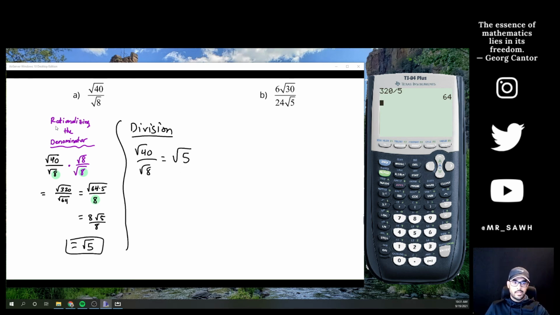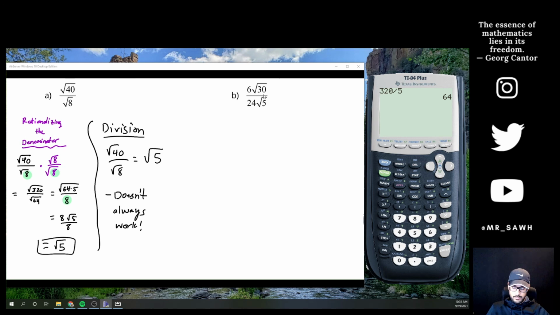So the rationalizing version of this solution is a little bit longer, but it does do the same thing. The problem is division doesn't always work. So sometimes you will have to do that longer way, depending on the original question. So we'll do one of those together in this video as well. So if you look at B, we'll do that one too.